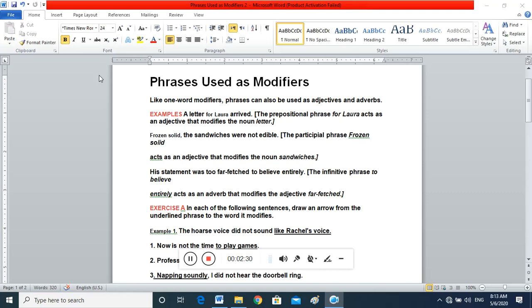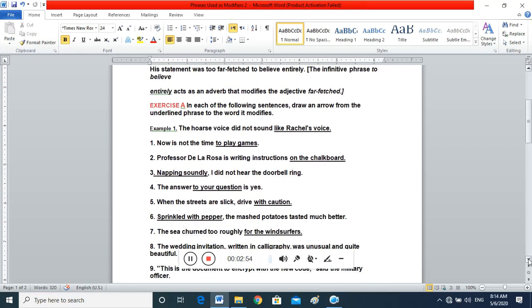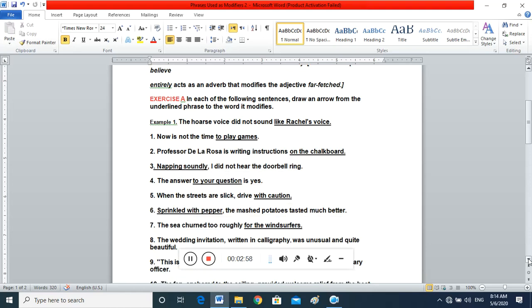Exercise E. In each of the following sentences, draw an arrow from the underlined phrase to the word it modifies. Number 1. Let's see the example. The hoarse voice did not sound like Rachel's voice. You can draw the arrow from the underlined phrase, like Rachel's voice, to the word sound.